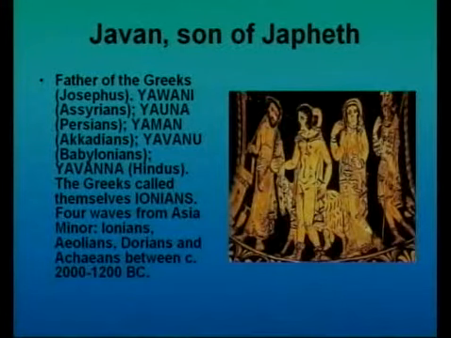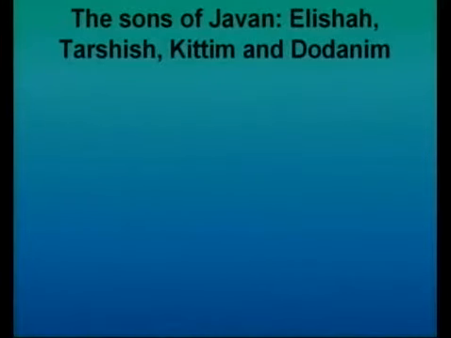Now to the Greeks. The father of the Greeks is Javan, mentioned in Genesis chapter 10. The Syrians knew them as the Yawani, or the Persians knew them as the Yoana, or the Yaman, according to the Accadeans, or the Avanu by the Babylonians, or the Yavanna by the Hindus. The Greeks themselves called themselves the Ionians. There were actually four waves that came from Asia Minor, Turkey: the Ionians, the Aeolians, the Dorians, and the Achaeans, from about 2000 BC onwards.